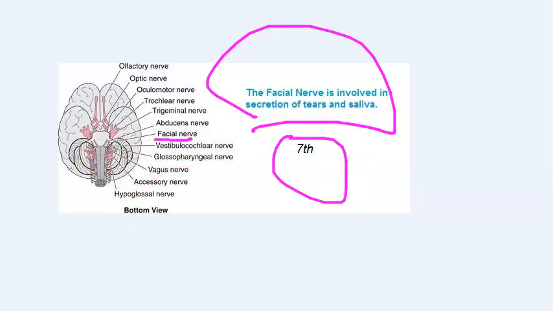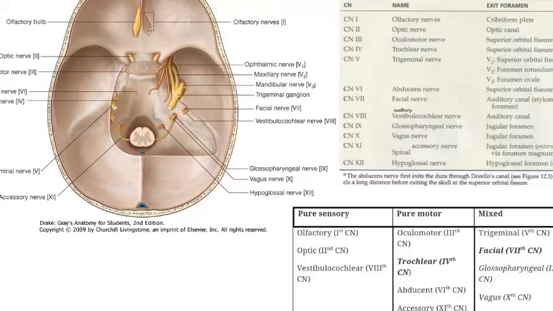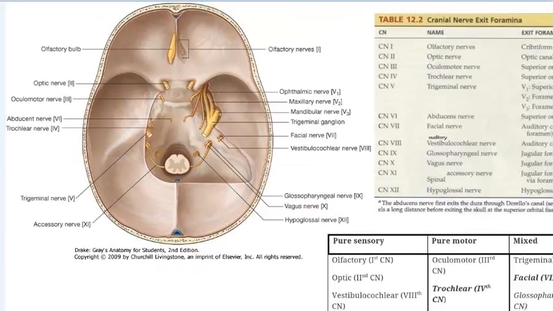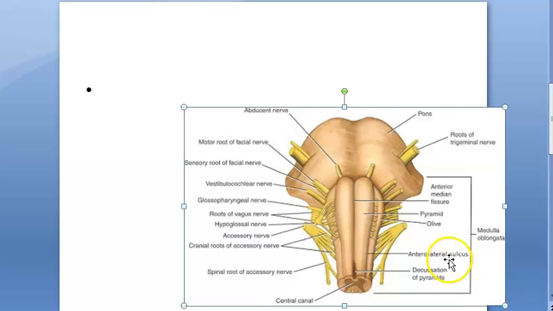So today we will discuss only the facial nerve: where it originates, what it does, where it goes, its path, ganglions, etc. Cranial nerve 7, that's the facial nerve, has mixed activity. It has both sensory and motor activity. So first of all, let us see where it originates.